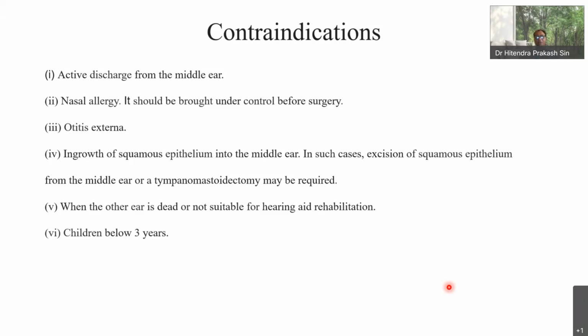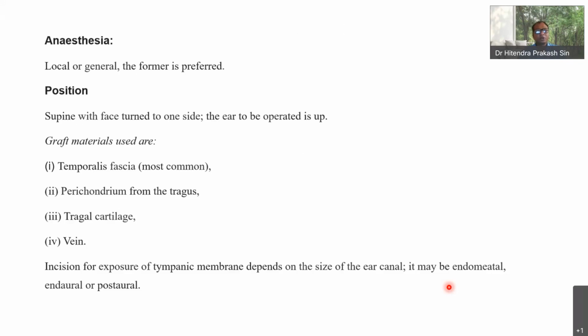When the other ear is dead or not suitable for hearing rehabilitation, the myringoplasty is contraindicated because you may injure this ear also. So the patient may become completely deaf. In children below 3 years, you do not routinely perform it. Local or general, usually the former is preferred because it is a small surgery.